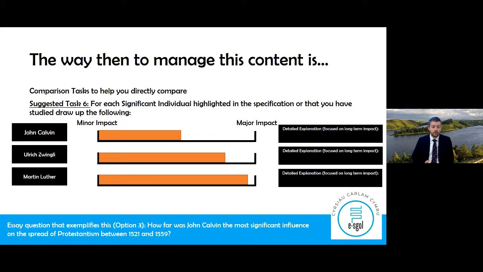Similarly, for significant individuals, right? Here I've got an example, again from option 3. Significant individuals mentioned in option 3, John Calvin, Ulrich Zwingli, I hope I said that right, and Martin Luther himself. Again, making that comparison, ensuring I explain, because all these questions are directly from past papers for this unit. How far was John Calvin the most significant influence on the spread of Protestantism between 1521 and 1559? You could use this comparison of those significant individuals to create a better answer to that 30-mark essay question.